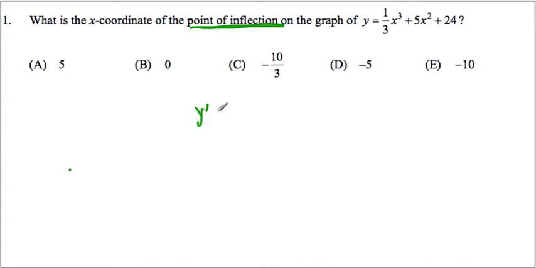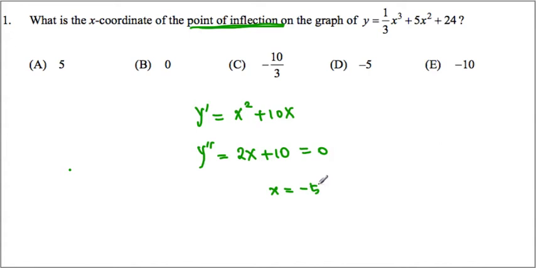What is the first derivative? Here the 3 comes out, cancels out with 1/3, and becomes x squared plus 10x. And then the last term becomes 0. The second derivative becomes simply 2x plus 10. Now you will realize that this will be equal to 0 when x equals -5.